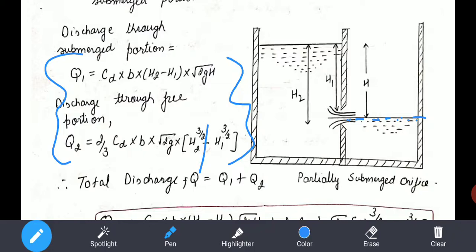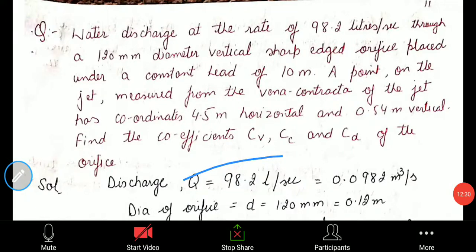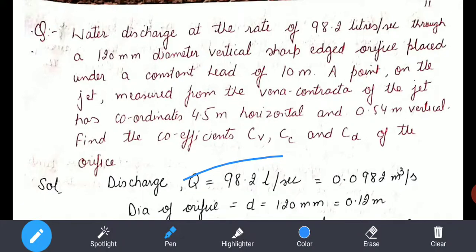Now let us discuss one numerical on orifices. This numerical came in your final exam. See what is given: water discharges at the rate of 92.2 liters per second through a 120 mm diameter vertical sharp edged orifice placed under a constant head of 10 meter.